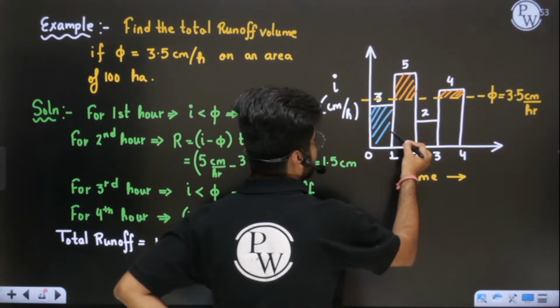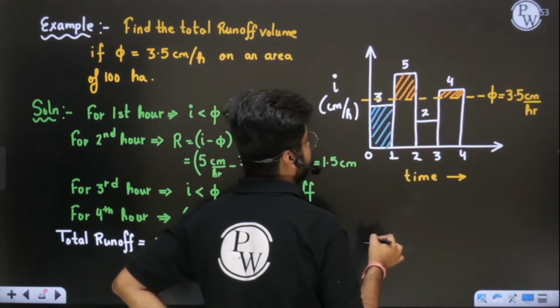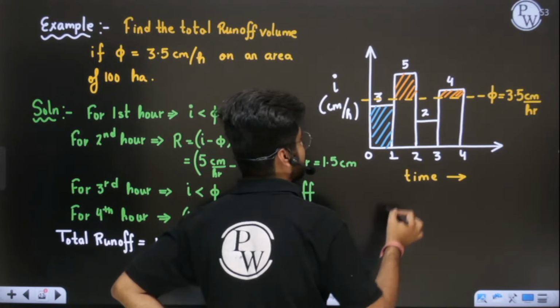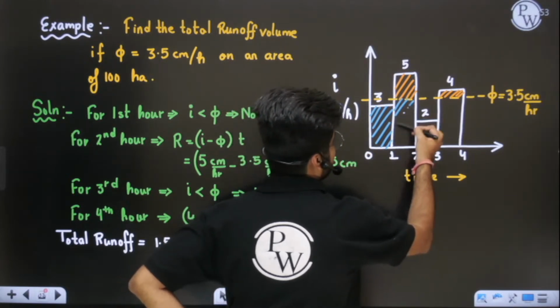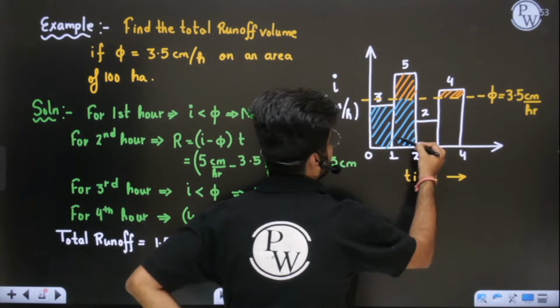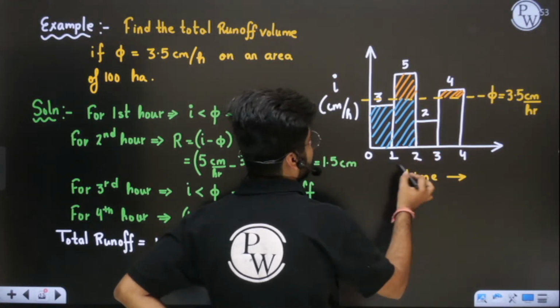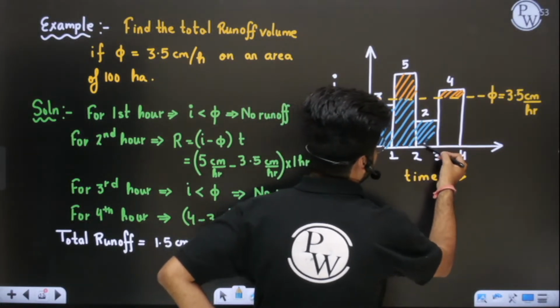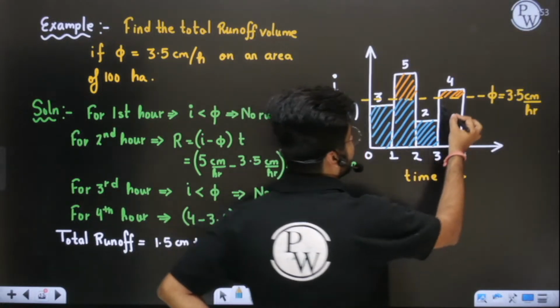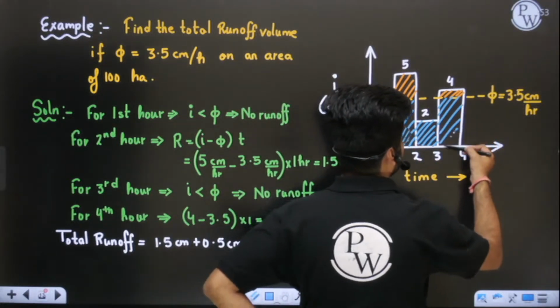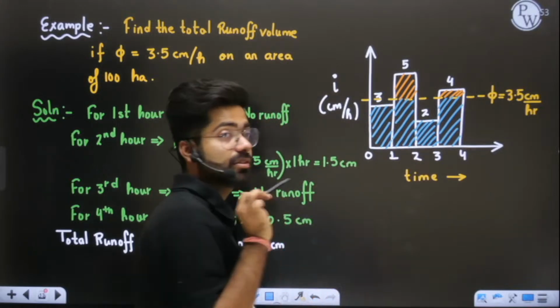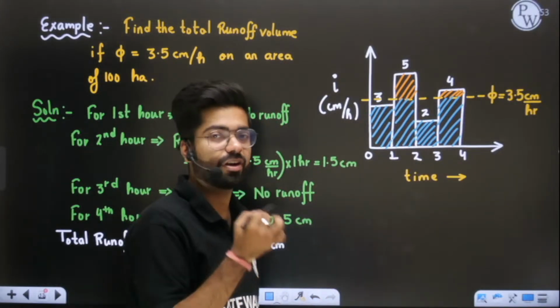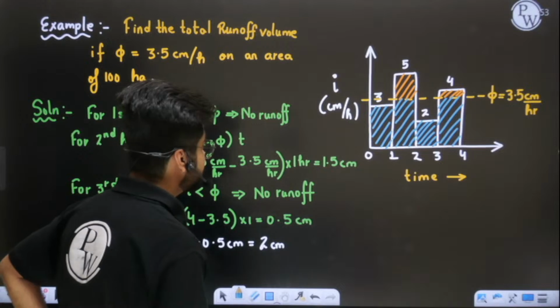So this is the value of rainfall below phi index for the first hour. This is the value of rainfall below phi index for the second hour. This is the value of rainfall below phi index for the third hour. This is the value of rainfall for the fourth hour below phi index. Okay, so this is infiltration.